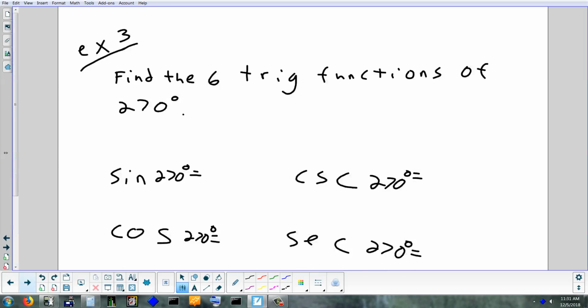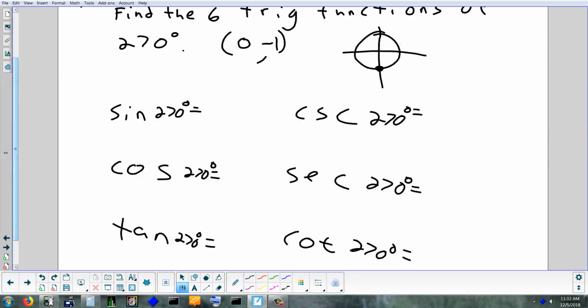Let's do the 6 trig functions of 270. Okay, what do I need first? I've got to find the coordinate. It doesn't matter what the angle is, it matters where the angle is. So find out where it is. Which way is 270 on the circle? Down. What's the coordinate when you go straight down on the unit circle? 0, -1. Okay, so now we should be able to go through those pretty quick.